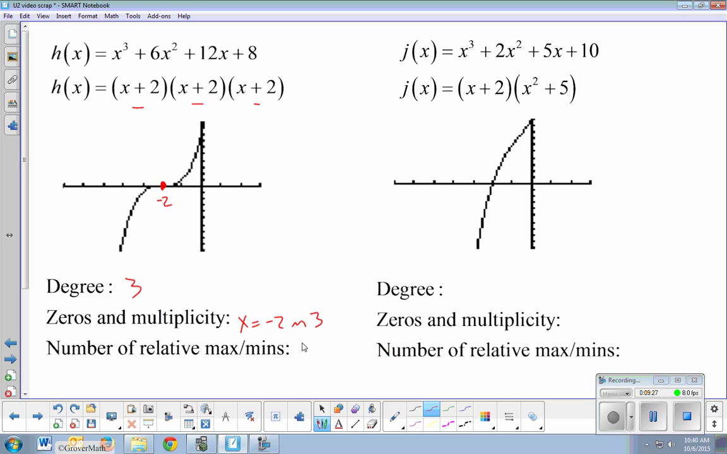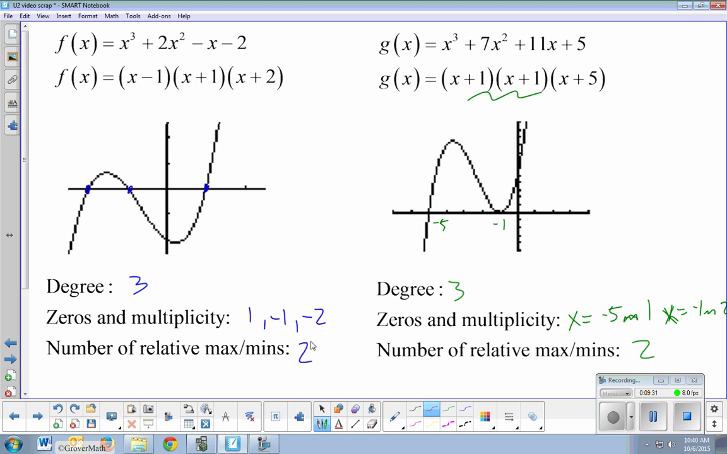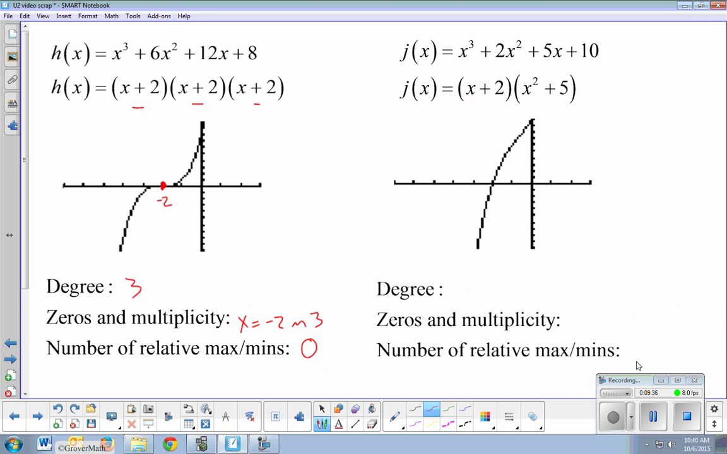And how many relative max mins? In this case, there are 0. So don't get in the habit of always thinking that whatever the degree is, it's 1 less than that. It can be even less than that. So if you're degree 3, you'll have at most 2 max mins. But in this case, we have 0.